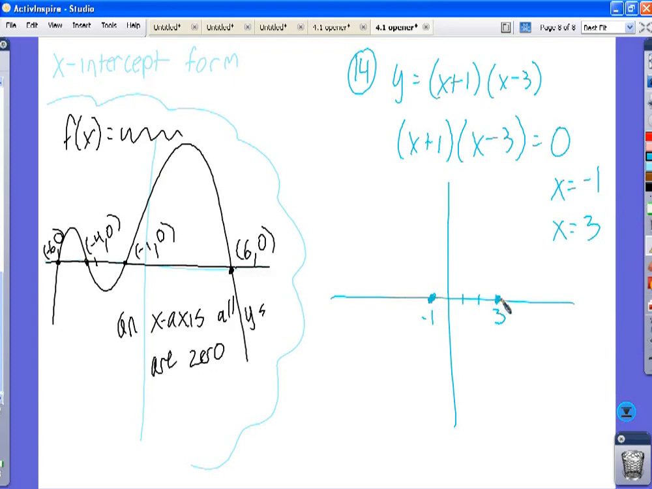-1, you'll find an x-intercept. 3, you'll find an x-intercept.